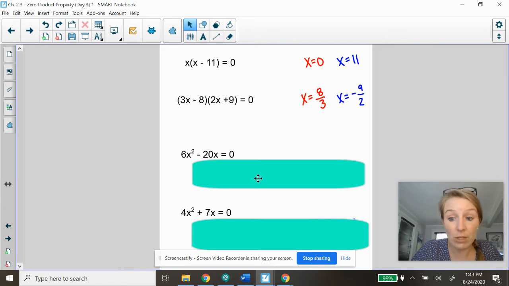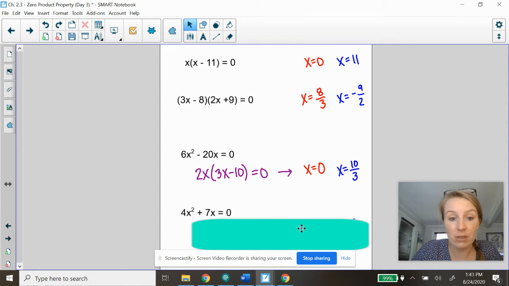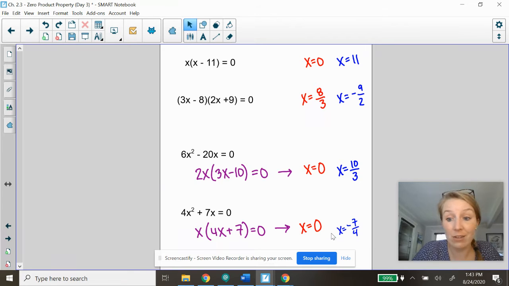The bottom 2 equations require you to undistribute. Remember, that's you working backwards and undoing the distributive property. So when you undistribute here, you should get 2x times 3x minus 10, resulting in these 2 solutions. Similar, you need to undistribute below, and that'll get you these 2 solutions. So hopefully that all made sense and you're ready to dive into the next thing.